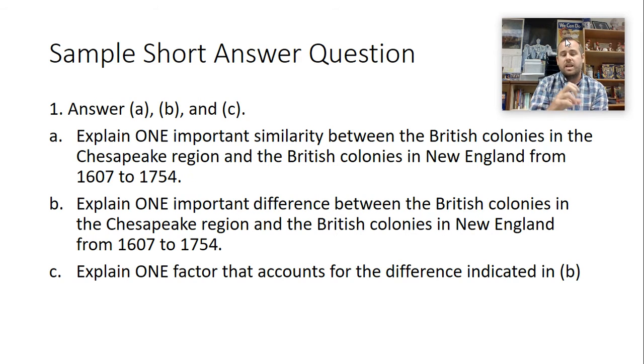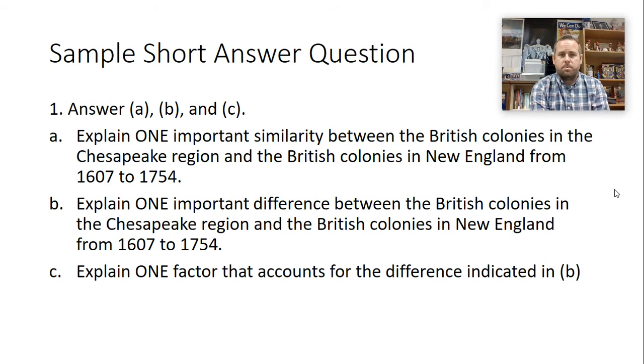And then finally, this is kind of our argumentation aspect where we've made a claim. Now we've got to support it. Explain one factor that accounts for the difference indicated in B. Okay, so how do we do this? Well, when we're identifying similarities and differences, it's important to key on specific factors, maybe economic systems, maybe geography or climate. Maybe you look at the nature of religion, whether it was super important or certain denominations that had heavy influence. You might look at interactions with Native Americans.